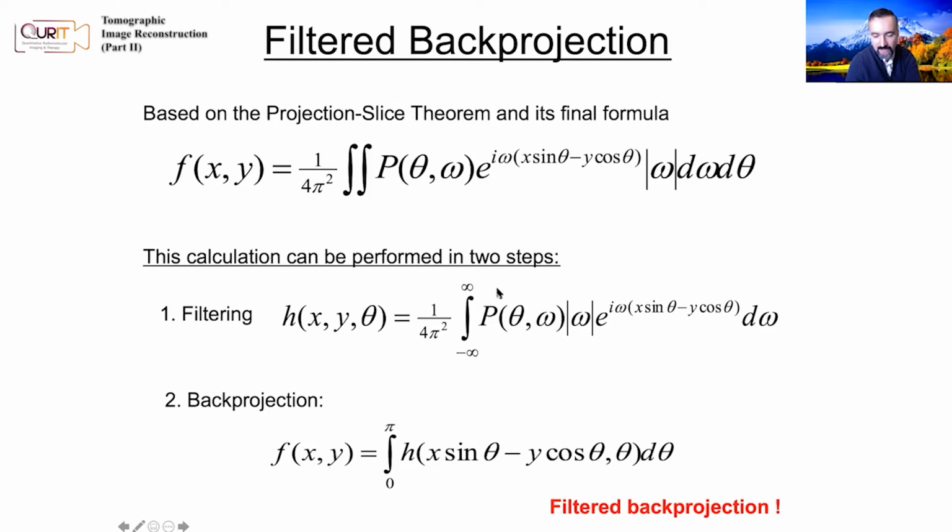So you're taking the 1D Fourier transform of the projection at a given angle, and now you're weighting it by the ramp filter and doing this operation. So this is a filtering step. This is you're filtering it using the ramp.